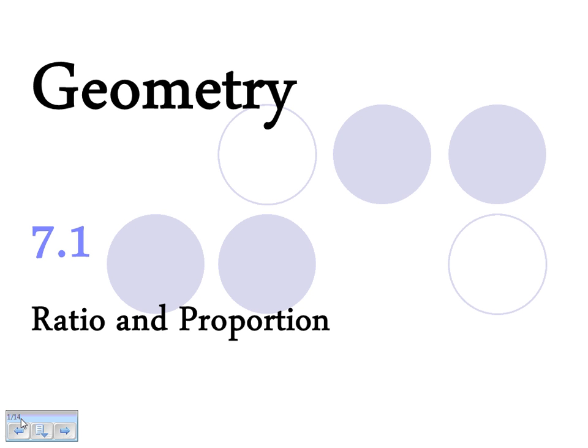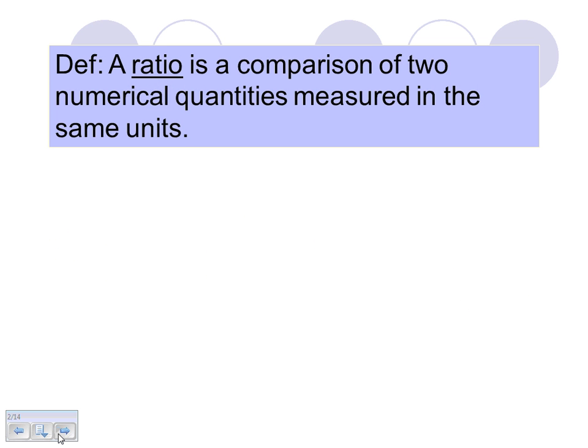All right, so like I said, 7-1, ratio and proportion. What vocab to begin with. The definition for ratio that I want you to be responsible for knowing is that it is a comparison of two numerical quantities measured in the same units.